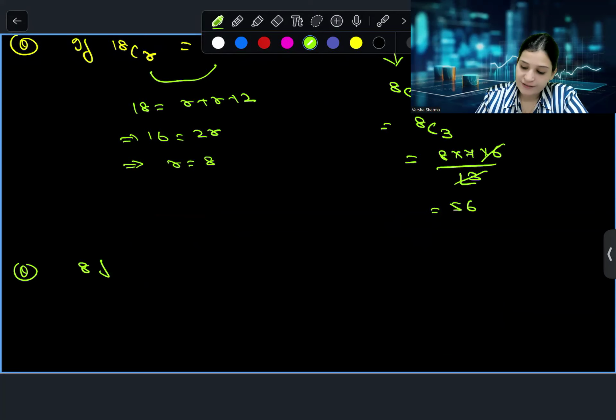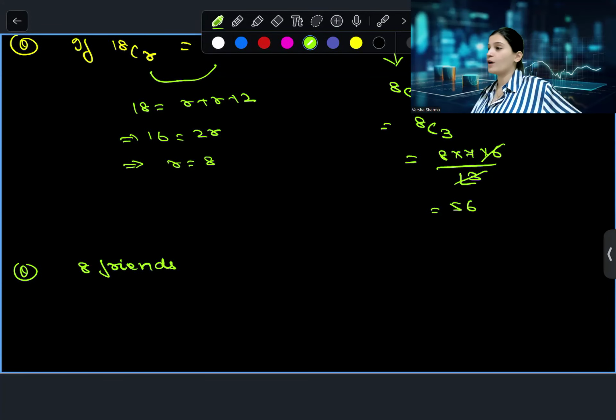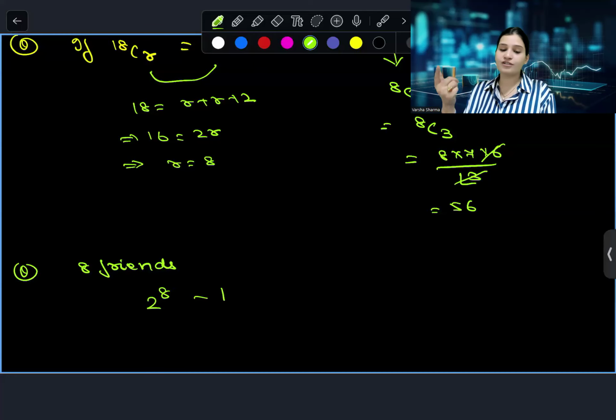Question. There are 8 friends. In how many ways can you invite one or more persons to a party? The answer is 2 to the power 8 minus 1, which is 255. One friend, 2 options, invite, not invite. Second friend, 2 options, invite, not invite. So 2 power 8. But I have to invite at least one, so the 0 option is not there. That's why minus 1.